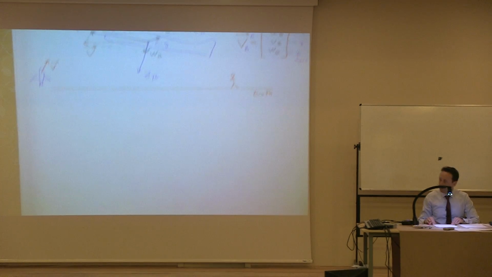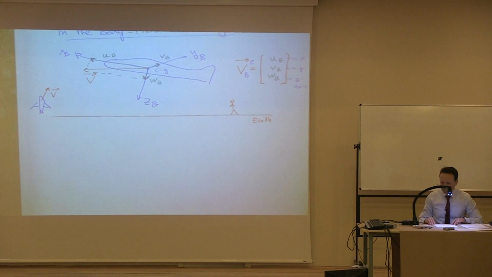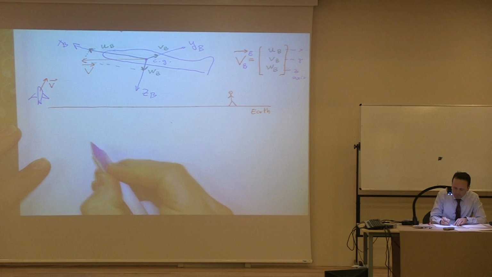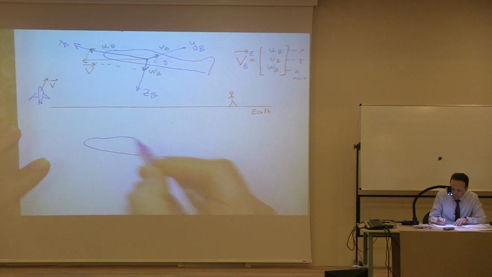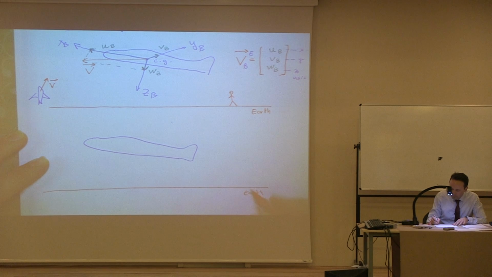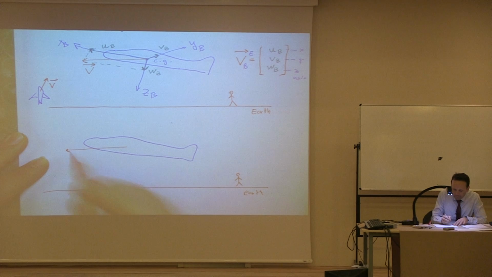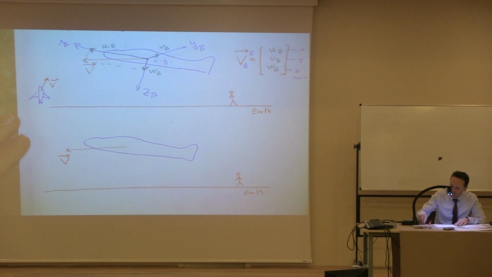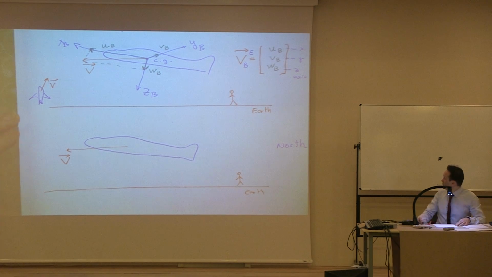Okay. Now take the same picture. Take the same picture, same person, Earth, looking at the airplane. It has one velocity vector, it's the same velocity vector, same picture, okay? And let's say this is north, okay?